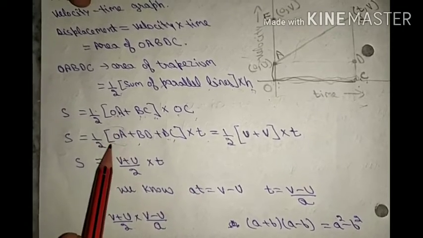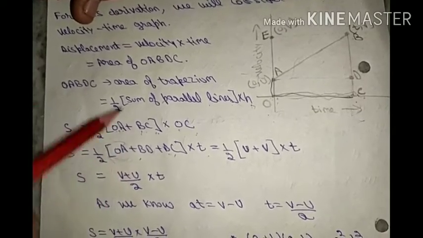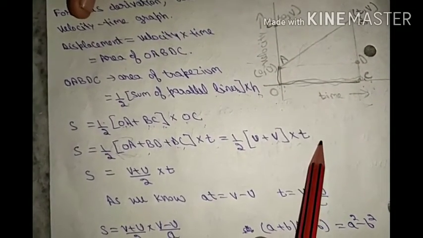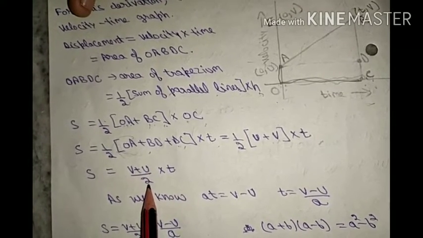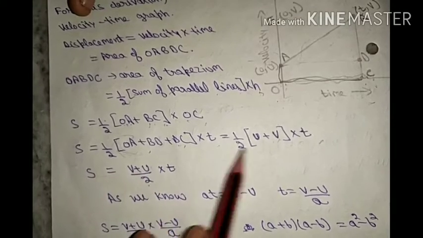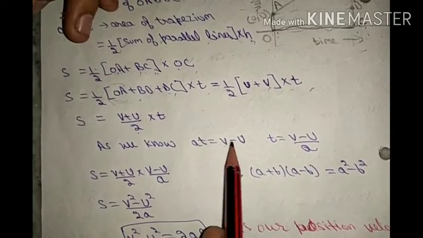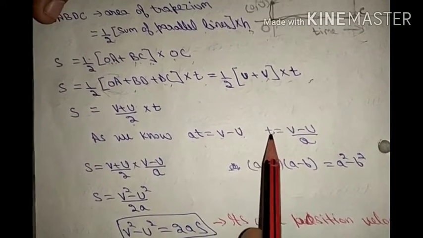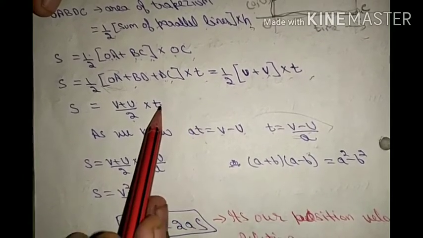OA is our initial velocity, if you remember. And BC, or BD plus DC, is our final velocity. So we can write initial velocity plus final velocity into T, so this becomes U plus V upon 2. So S is equal to U plus V upon 2 into time. And we already know V minus U is equal to AT, that we did in the earlier derivation. So time becomes V minus U upon A. This is the value of time which we can substitute here.